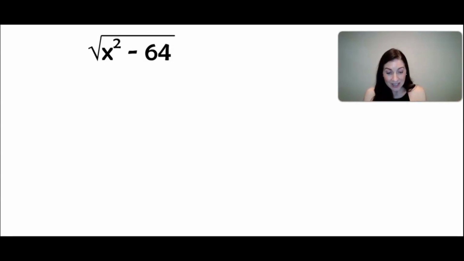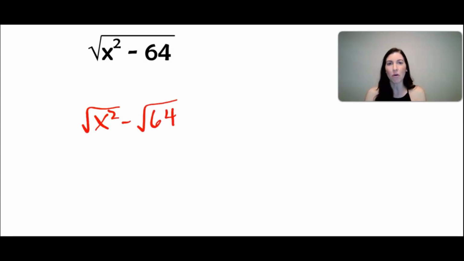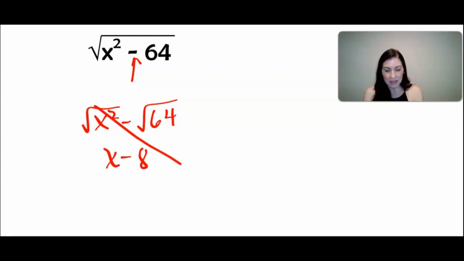What I see is students think that they can take the square root. So they think about it like this. They think they can take the square root of x squared and take the square root of 64, almost like distributing the square root inside. If you see addition or subtraction between two terms, you cannot think of the square root on each term. This is not equal to x minus 8.